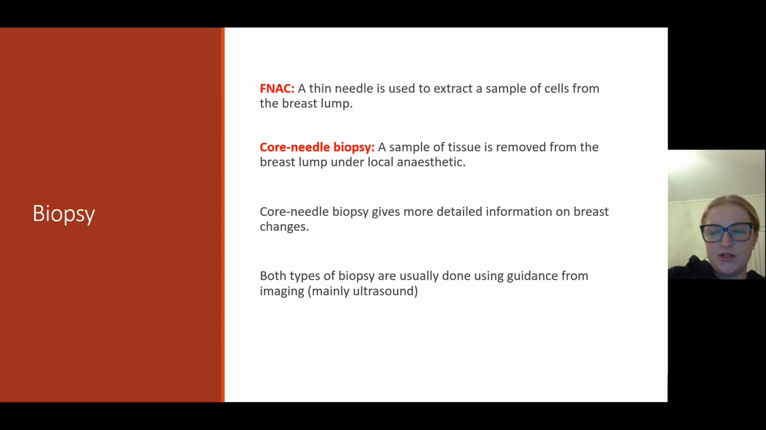Both types of biopsy are usually done under guidance of imaging, mainly ultrasound, and very rarely an open surgical biopsy could be done if a diagnosis can still not be determined from fine needle aspiration cytology or a core needle biopsy.